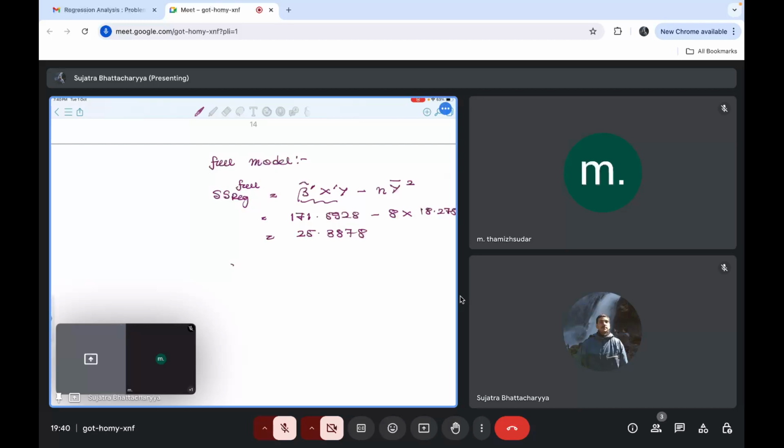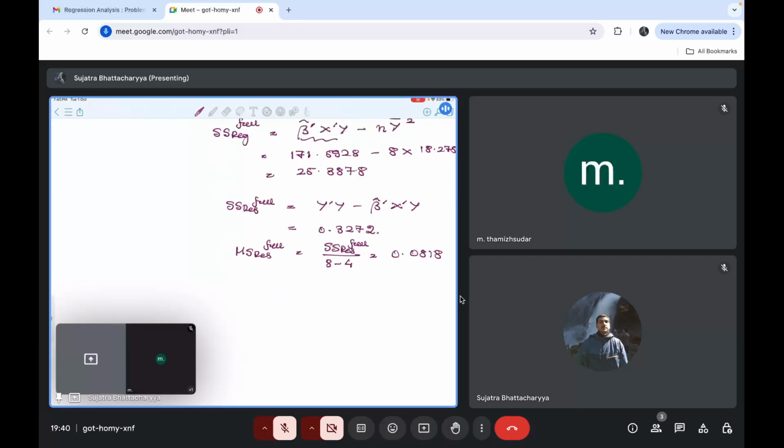What about SS residual for the full model? Again, there is a formulation: y prime y minus beta hat prime x prime y. This gives you 0.3272 for the full model. But then what is MS residual? Because we need this for the full model. So it will be SS residual for the full model divided by 8 minus 4. So this gives you 0.0818. Fine. So we have calculated for the full model.